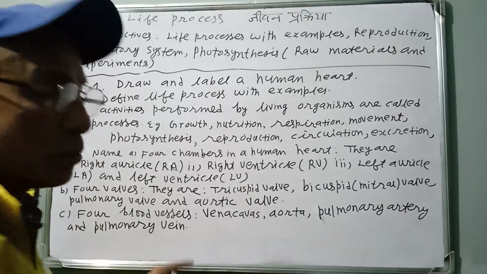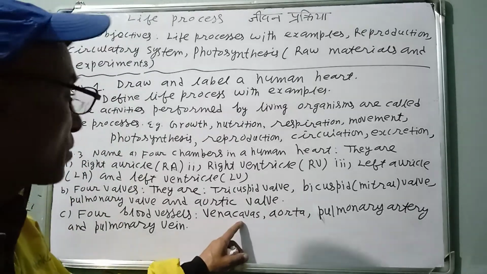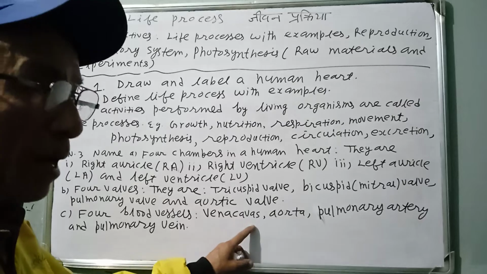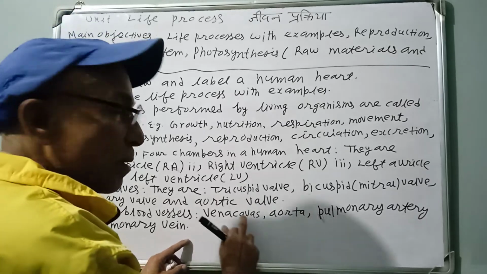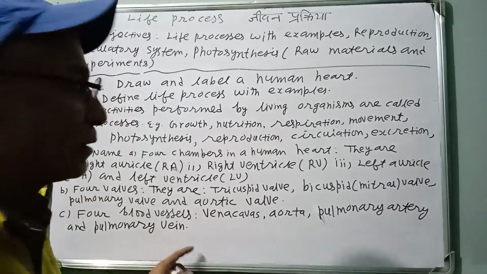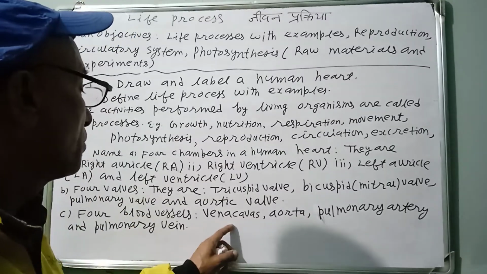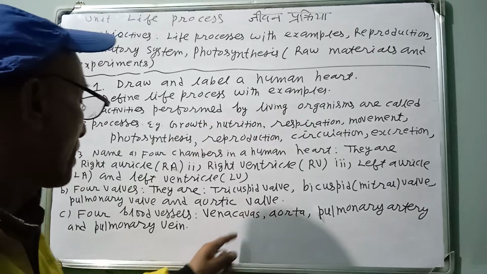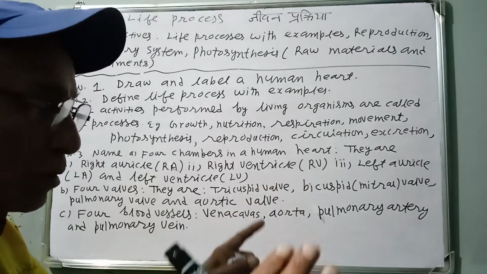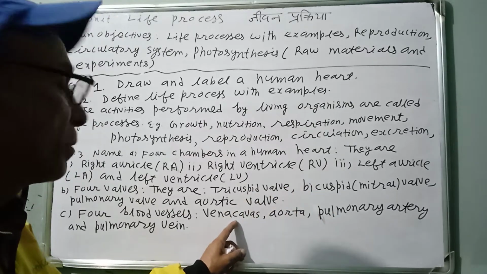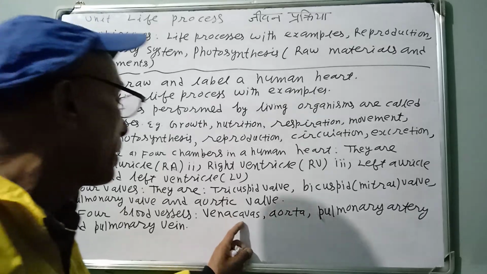Vena cava, two types of vena cava. The largest blood vessel, vena cava. Superior vena cava and inferior vena cava. Superior vena cava is the upper part and inferior vena cava is the lower part. Veins unite to form the vena cava.